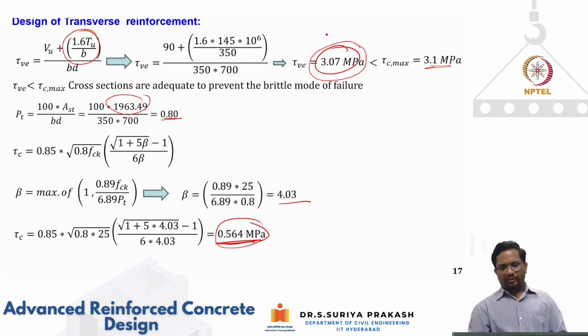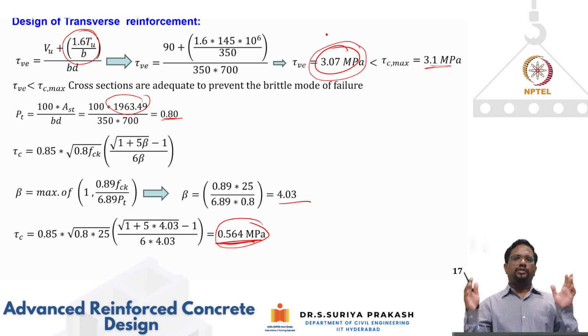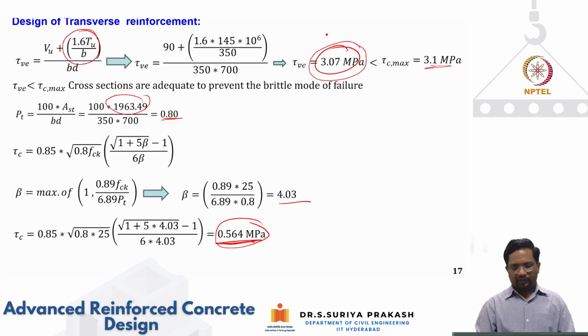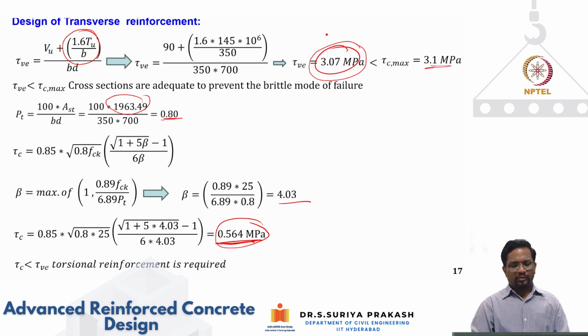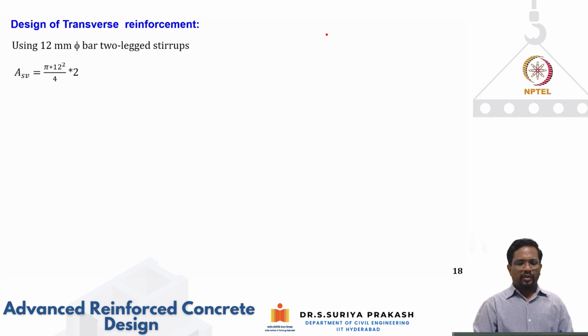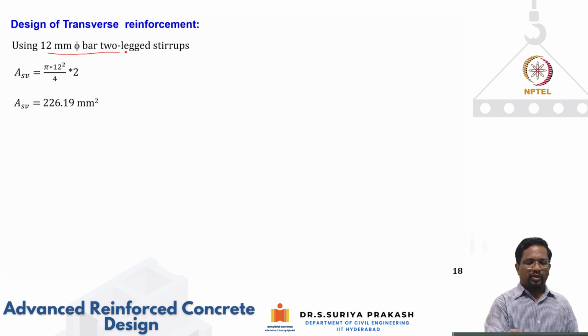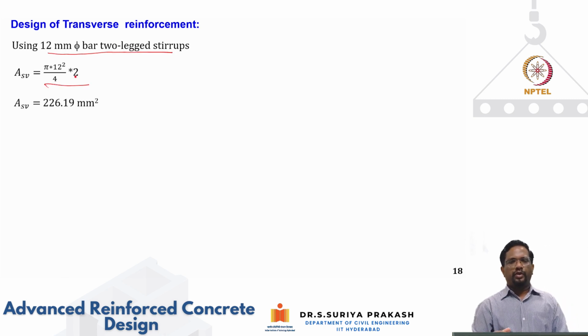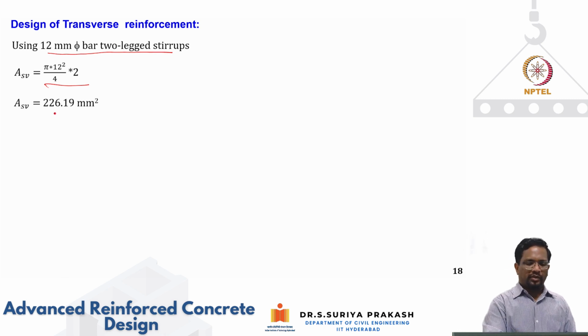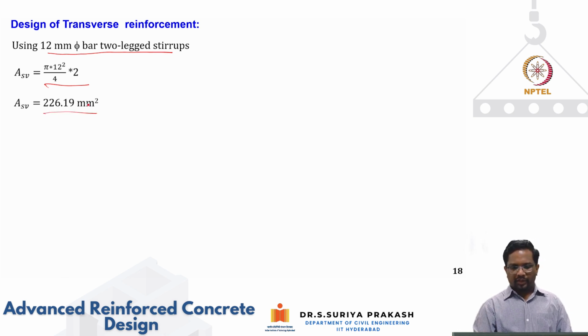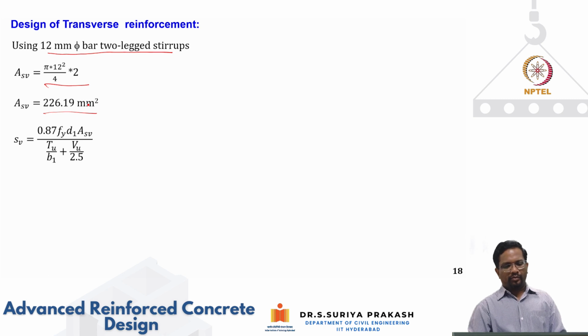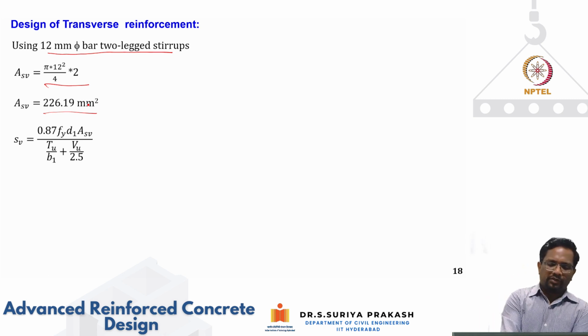You see again, concrete capacity is very, very less compared to what I required for your shear depth. So all the extra things should come only from stirrups, right? So torsion reinforcement is required. And then again, because my requirements are high, I'm going to use 12 mm bar 2 leg stirrups. So ASV is pi by 4 into 12 square multiplied by 2, that is 226 millimeter square. And then you plug into this equation to get your spacing.